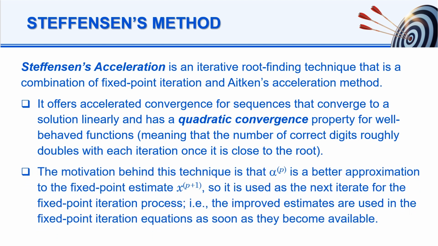The motivation behind this technique is that alpha p of the new sequence estimate is a better approximation to the fixed point estimate x p plus 1, so it is used as the next iterate for the fixed point iteration process, i.e., the improved estimates are used in the fixed point iteration equations as soon as they become available.